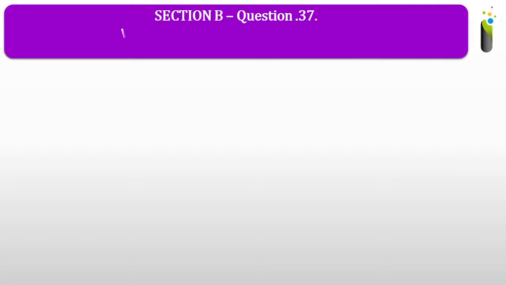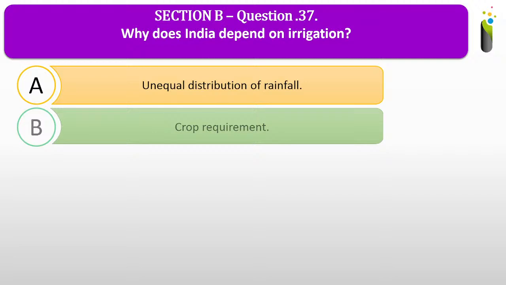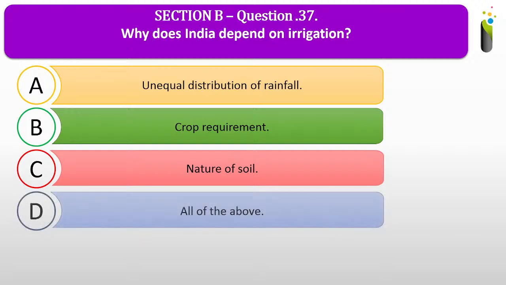Okay, going ahead to question number 37. Why does India depend on irrigation? A. Unequal distribution of rainfall. B. Crop requirement. C. Nature of soil. D. All of the above. So, why does India depend on irrigation? And your time starts now.